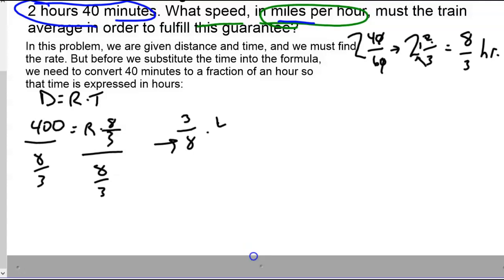And so in this case, this problem will become 3/8 times 400 equals R. Because what we're doing is multiplying by that 3/8 inverse here, and that makes that 1, just like we did before. And so let's use that as a capital R. Now we're going to multiply straight across here. 3 times 400 is 1200 over 8, and that equals R.